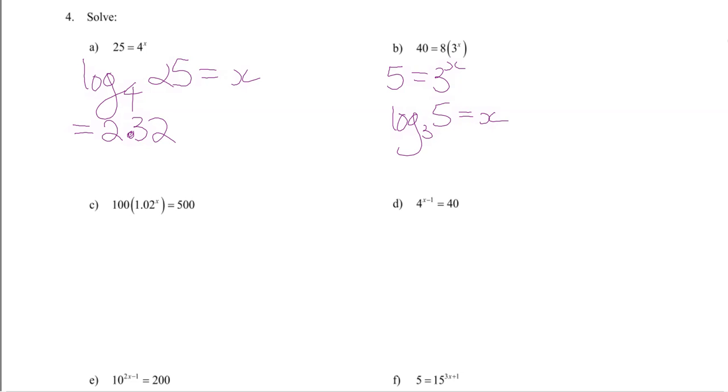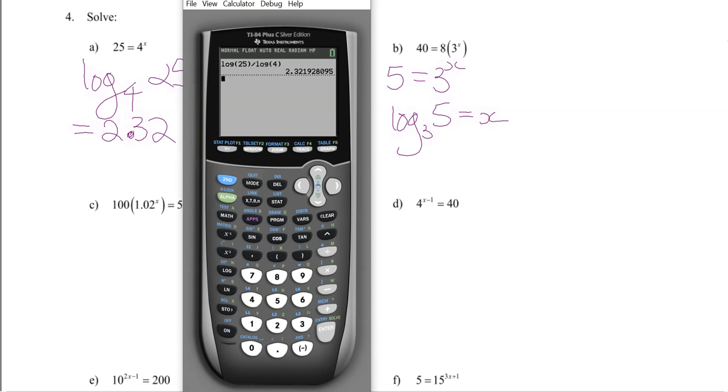And on our calculator, we just go F2. The log base is somewhere else. Maybe I'll look for it in a second. Log base 3, arrow over, 5, and 1.46.